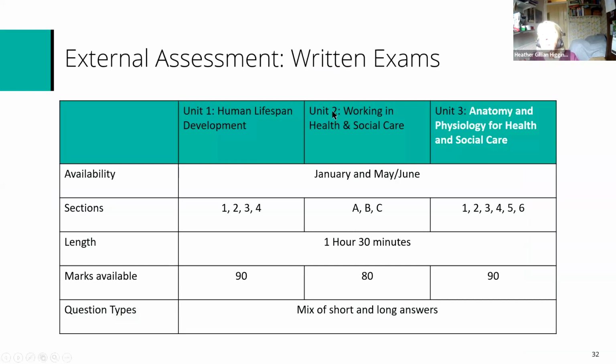So again, when are they available? Unit 1: January, May, and June. They are 1 hour and 30 minutes. Marks available: 90 for Unit 1. For Unit 2, it's 80, and for Unit 3, it's 90. They're a mix of short and long answers. Encourage your learners to spend time practicing so that they don't waste time taking too long on a short answer. If you've got a 4 marker, you want learners to do it well, but they need to measure the time so they spend longer on the 6, 8, 10 markers. Otherwise, they're going to lose a lot of marks that way.